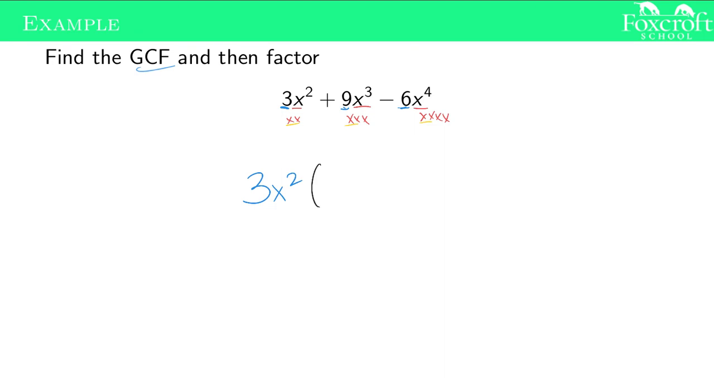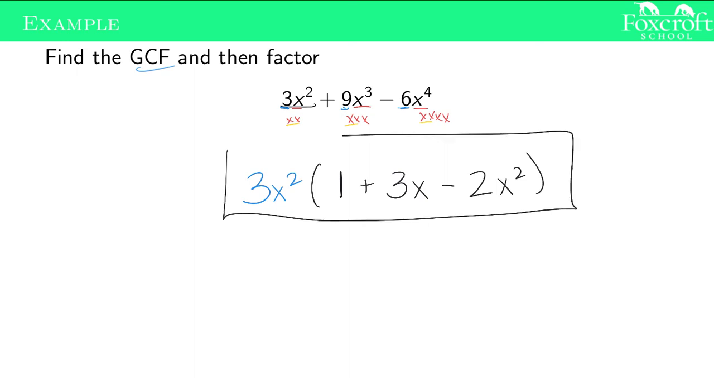And what's left behind? Well, I'm pulling out a 3x squared from 3x squared, so we're going to divide out 3x squared. I'm just going to get left behind with a 1. 9 divided by 3 is 3, so a 3 is left over. x cubed, take out x squared, is just a single x. And then I have a minus. 6 divided by 3 is 2. x to the 4th, taking out x squared, I have 2 copies of x left, which is x squared. So this is our final answer, the factored form of that expression.